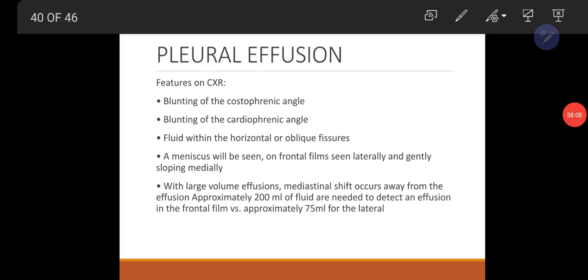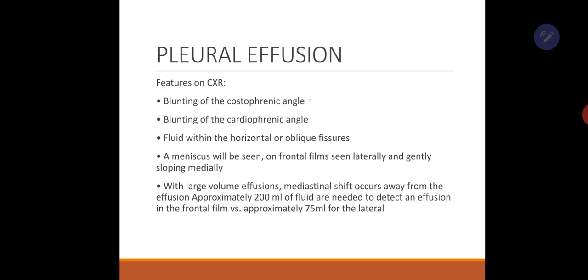Let us quickly discuss features on chest X-ray: blunting of the costophrenic angle plus cardiophrenic angle, fluid within the horizontal and oblique fissures, a meniscus will be seen, and with large volume effusions, mediastinal shift occurs. Approximately 200 ml are needed to detect an effusion in the frontal film versus 75 ml for the lateral. So the lateral film is more sensitive to look for pleural effusion.